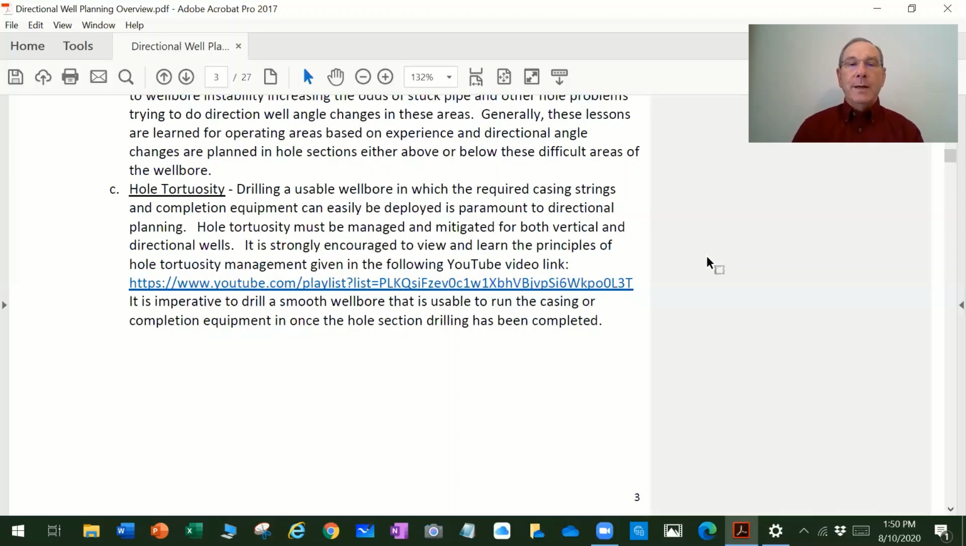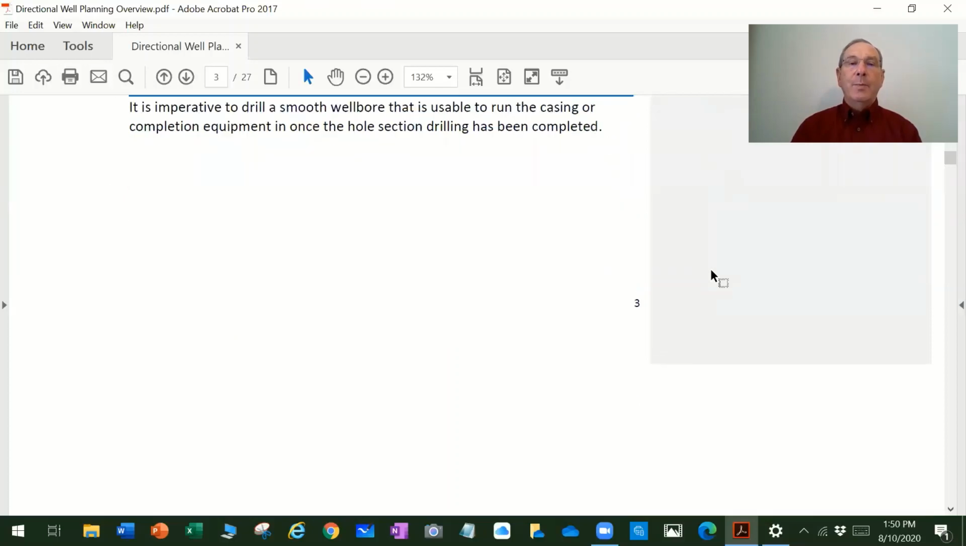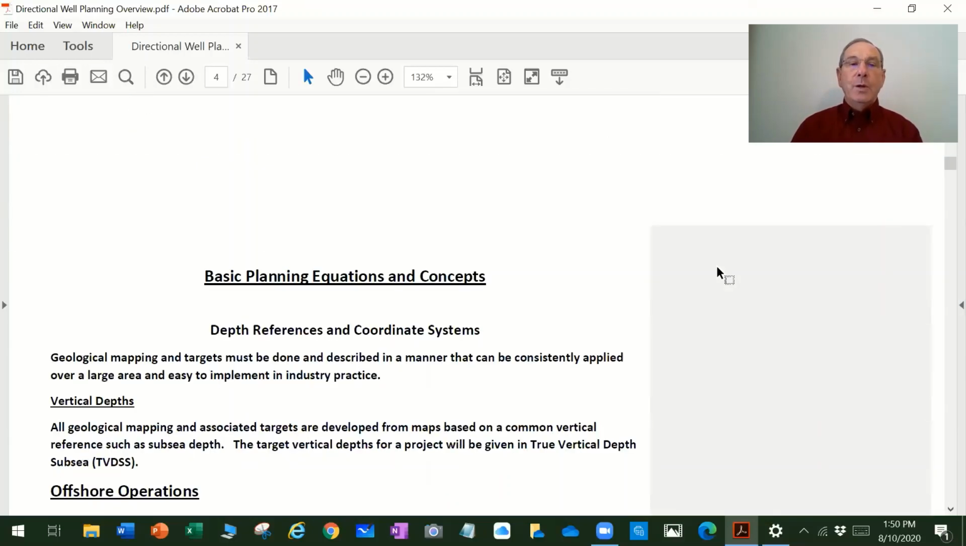The object is to have a smooth wellbore. You may have, I call it directional changes in the wellbore, but you want them to be smooth and not abrupt. That would prevent you from having a usable wellbore.